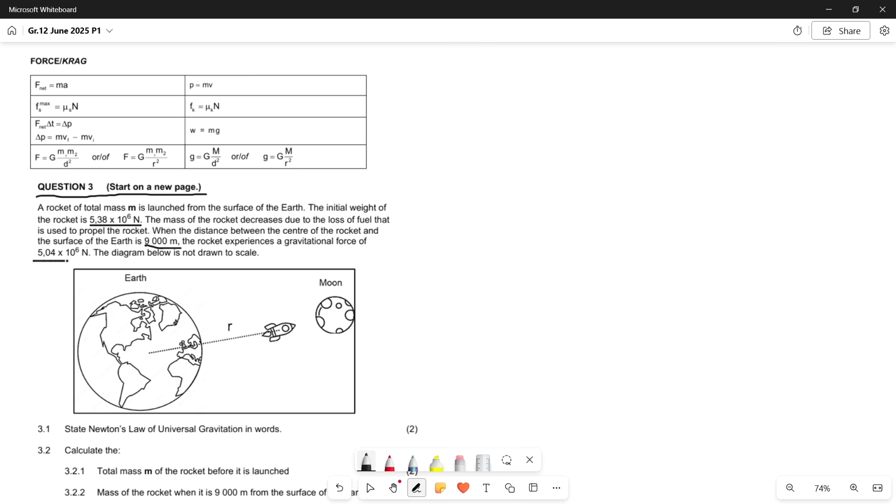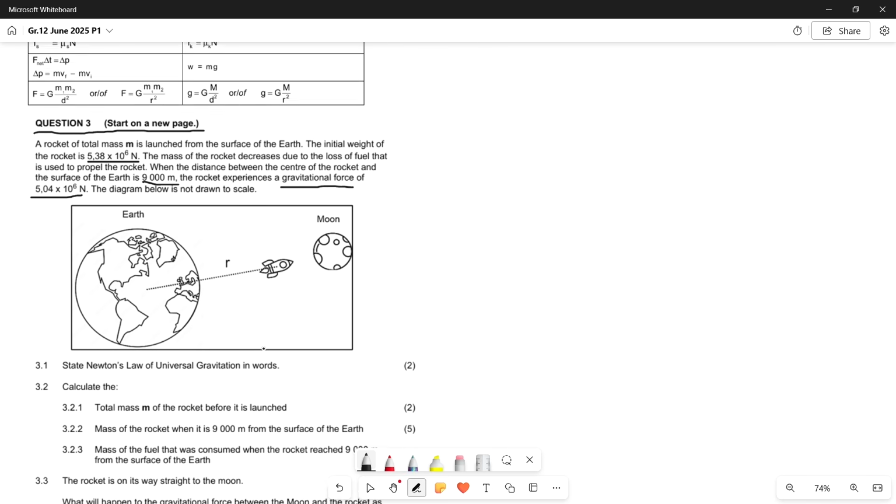So we have this guy over here. So that is our gravitational force. That is our F for this one. And this is the weight in newtons. So we'll have to get the mass to unpackage it to put it into there. Okay, the diagram below is not drawn to scale. So we have Earth, we have the rocket, we have the radius, the distance from this center to the center of the Earth, and the moon over here. So 3.1 for 2 marks.